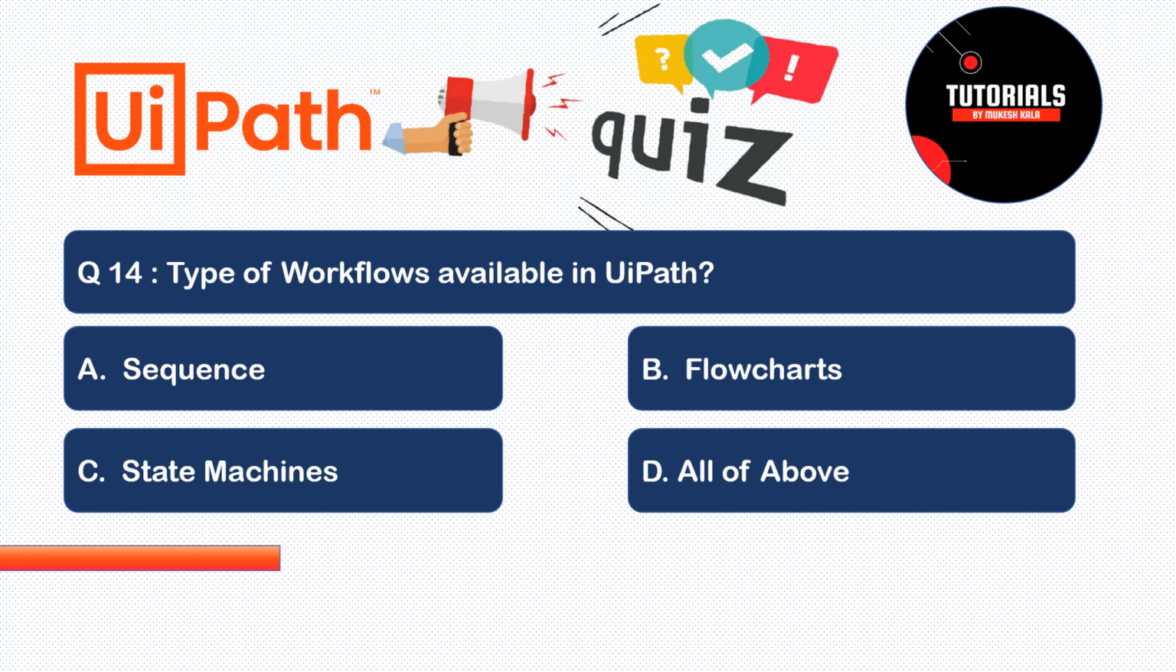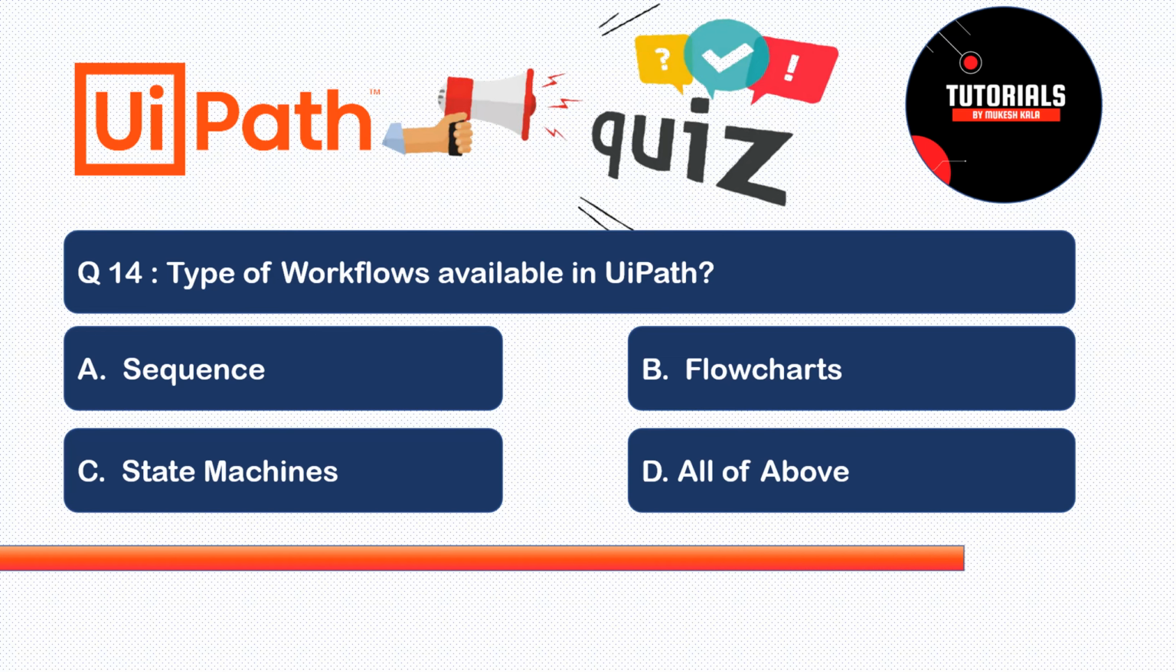Workflows are the starting point of a project. So what are the kinds? Sequence, flowchart, state machine, or all of A, B, C? All of them are available in UiPath as workflow. So the correct answer is all of them are available: sequence, flowchart, and state machine.